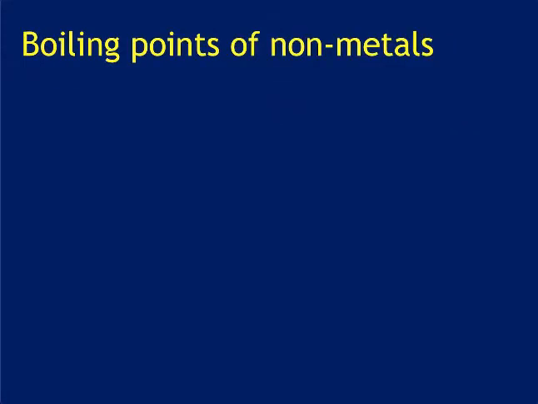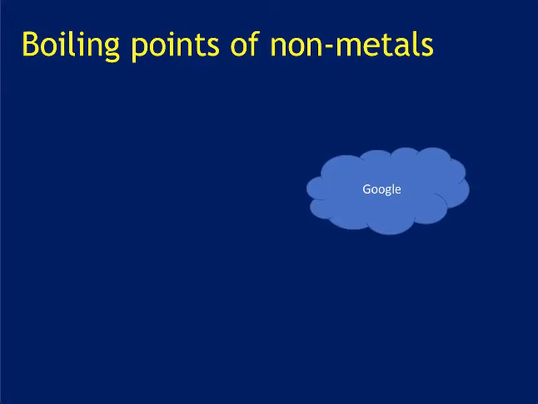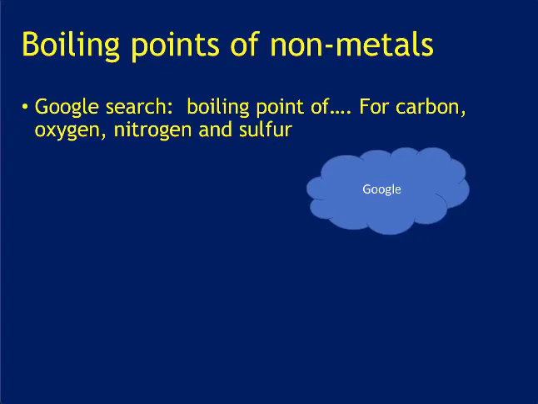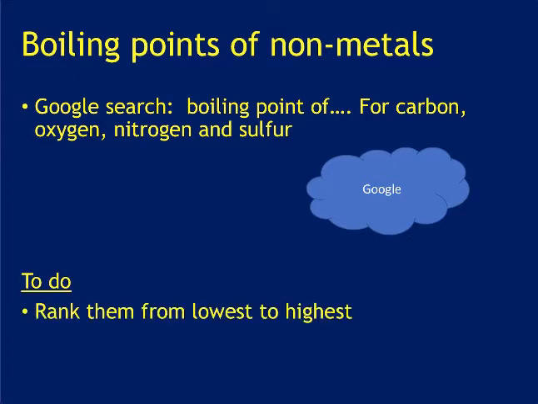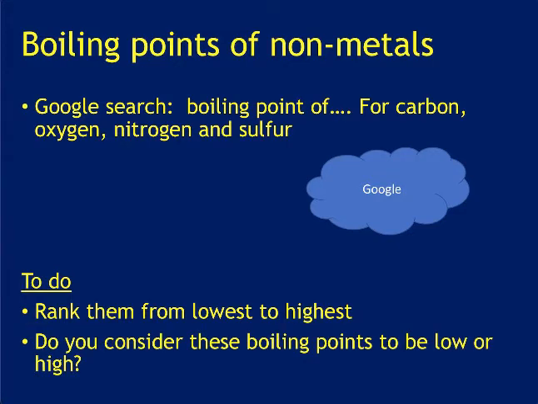From there, you're going to have a look at the boiling points. So Google is your best bet. There is a little bit of information in chapter 17, but I want you to find out the boiling point of carbon, of oxygen, nitrogen, and of sulfur. And I would like for you then to rank them again. So make a list from lowest to highest. And do you consider these boiling points to be low or high?